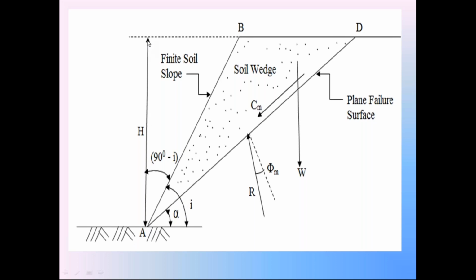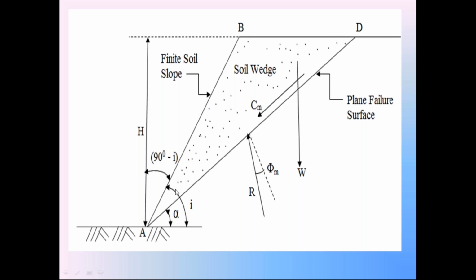In Kalman's method, we are going to find out what is this maximum height H. What should be this maximum height H of this side slope AB? So please listen everyone. What is this maximum height H of this side slope AB, so that this slope AB is stable?